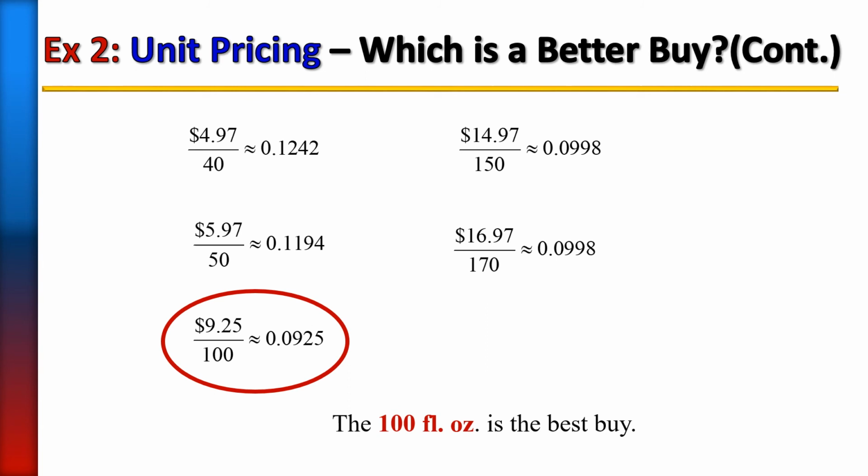If you said the 100 fluid ounce size, then you are correct. Notice that of the others, if you were to round it, that one has the lowest value, 0.0925. So if you were to approximate that, yes, it's about 9 cents. So that 100 fluid ounce size is the best buy for the laundry detergent.